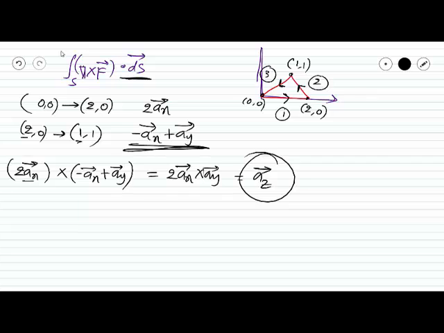Similarly, write down for the third path. What is the third path? 1, 1, 2, 0, 0. Now the distance vector is 0 minus 1 is minus ax bar, 0 minus 1 is minus ay bar. Now do the cross product of the second one with the third one. Okay, and you have to follow the order. Either you do the first one with the second one, or the second one with the third one, or the third one with the first one. This order has to be followed. So I will follow the second one with the third one.